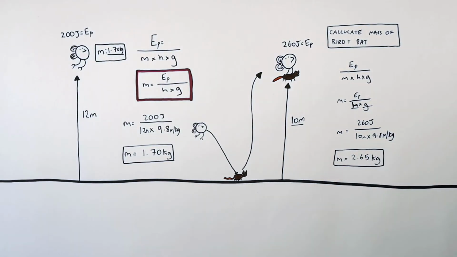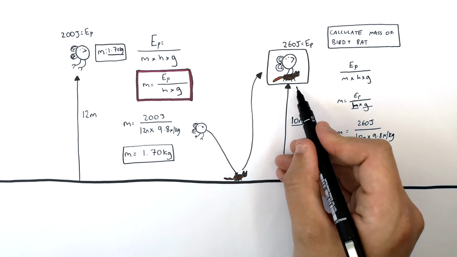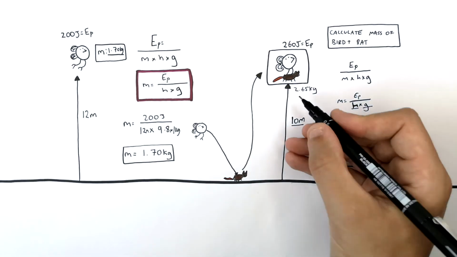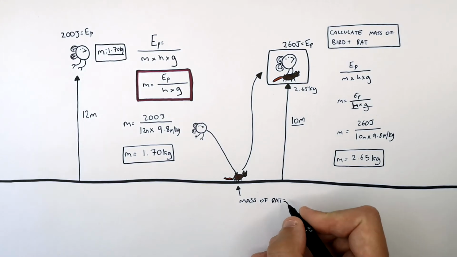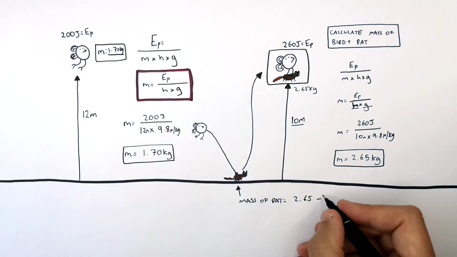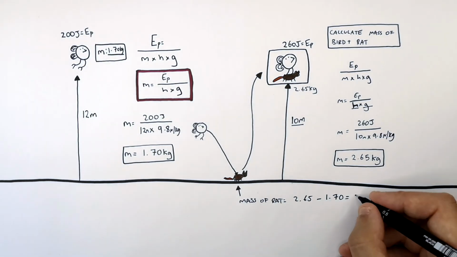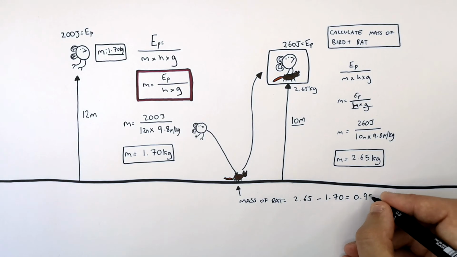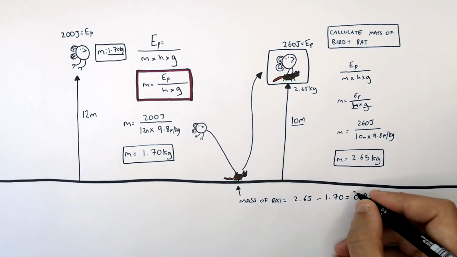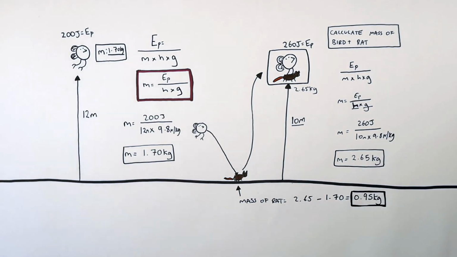So we know what the mass of the bird is, 1.7 kilograms. But what is the mass of the rat? So you do the mass of both of them, 2.65 kilograms, minus the mass of the bird, 1.7 kilograms. And that gives you an answer for the rat of 0.95 kilograms. The mass of the rat is 0.95 kilograms.